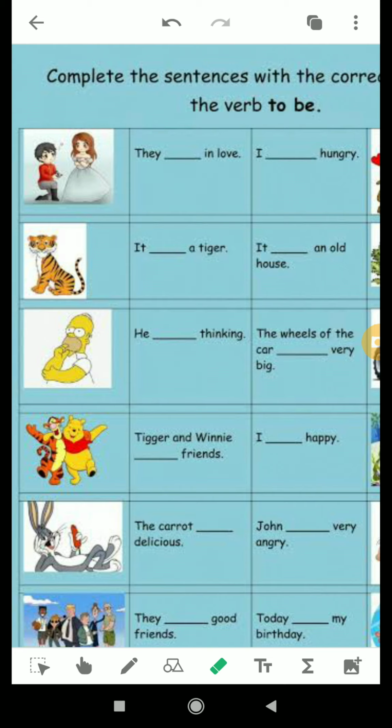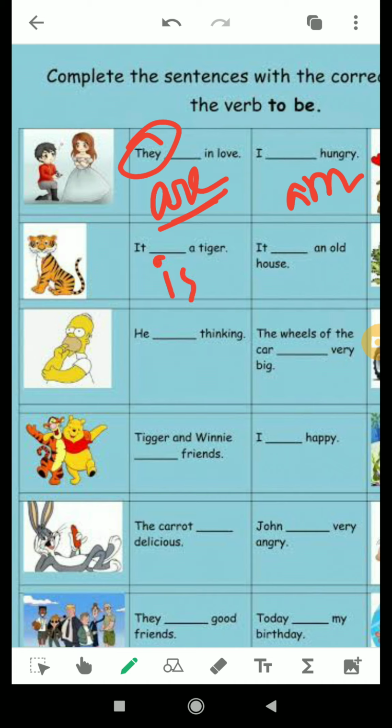So we can use to be verbs over here. What verb shall I use here? They dash in love. This is showing a situation. So they are in love. I am hungry. The subject was plural, so we have used are. In the same way, it is a tiger, an identity. It is an old house. He is thinking about, again he is singular, it is singular, so we have used is.